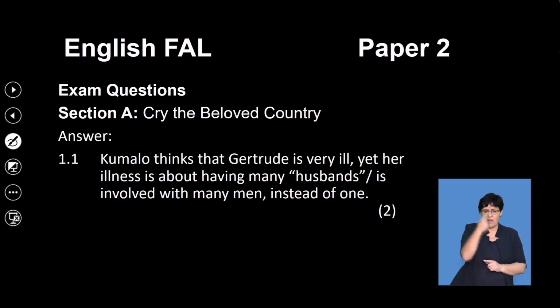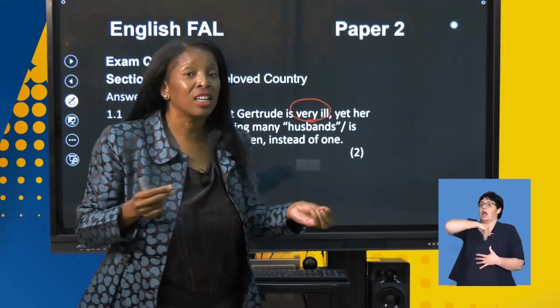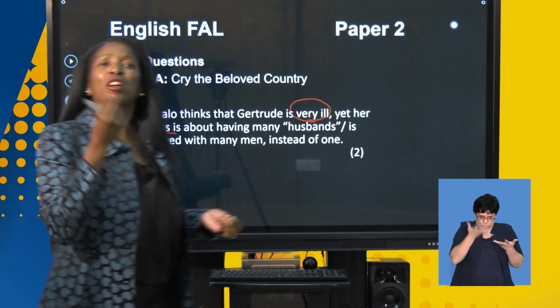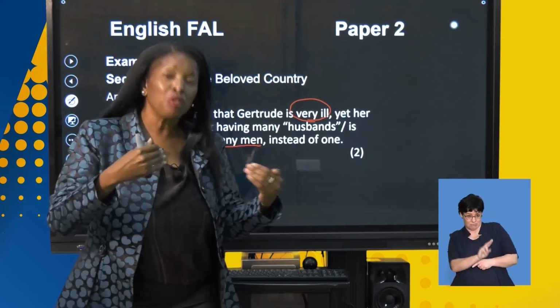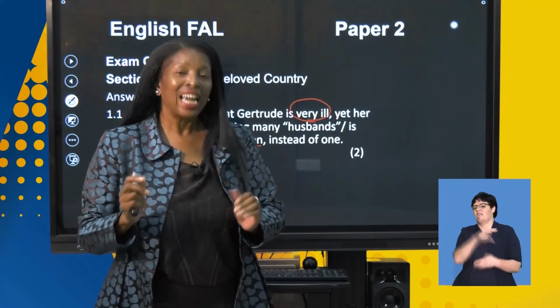Kumalo thinks that Gertrude is very ill because they say she is very sick. Yet, what we now realize as we read the extract is that she's not sickly like normal people are or can be sick. She has an illness of having many husbands. That is what her sickness is. She's a single woman, but involved with many men instead of one. And unfortunately, if a woman is seen to be doing that, being involved with many men, that is considered some sort of sickness. And that is the irony.